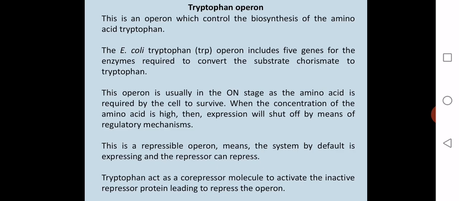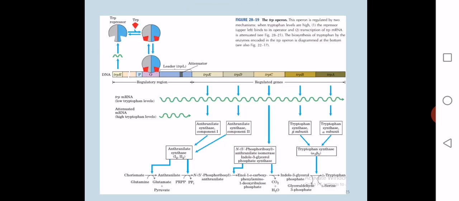All right. And here the tryptophan molecule acts as a repressor. In fact, it acts as a co-repressor molecule to activate the inactive repressor protein, and this causes the further repression of the system. And this slide will give you an idea about the structural details of the operon. The 5 structural genes are denoted as E, D, C, B, and A. And there are mRNA molecules. Then there are the genes and different proteins involved in the conversion of the substrate to tryptophan.